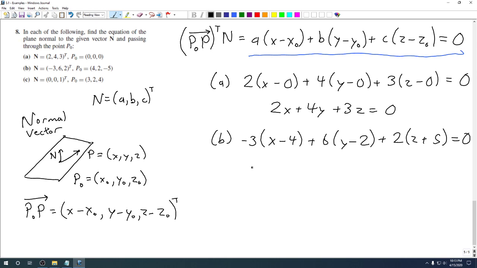Again, we probably do not want to leave it in that form, though you can. There's no reason we can't. But I would go ahead and pull out all the minus 3x plus 6y plus 2z, and then I'll move all the other ones to the other side, because we'll have a plus 12, we have a minus 12, and then we have a plus 10. And when we combine those and move them to the other side, what do we get? Well, we just end up with a negative 10 on this side. And that's usually how people would write it.